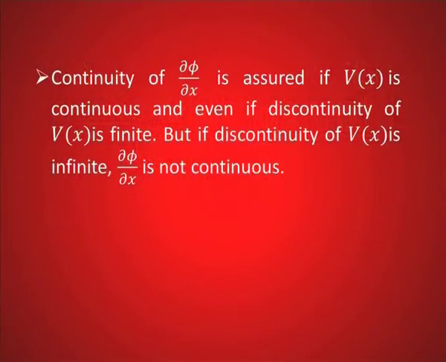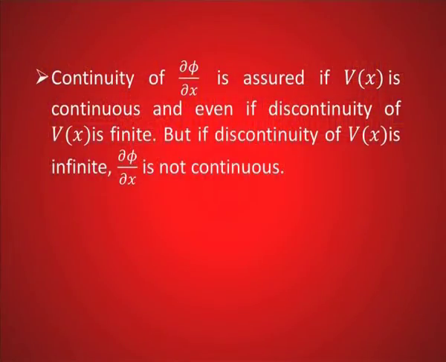Then you can see very well from this equation that the continuity of del phi by del x, that is the differential of phi, is assured if potential V(x) is continuous, and even if the discontinuity of V is finite. But if the discontinuity of V is infinite, then del phi by del x is not continuous. So, what we are trying to see is under what conditions the differential of phi is continuous or not continuous, and the difference is that the V should not be infinite. If V is infinite, then del phi by del x is not continuous, otherwise it is continuous.